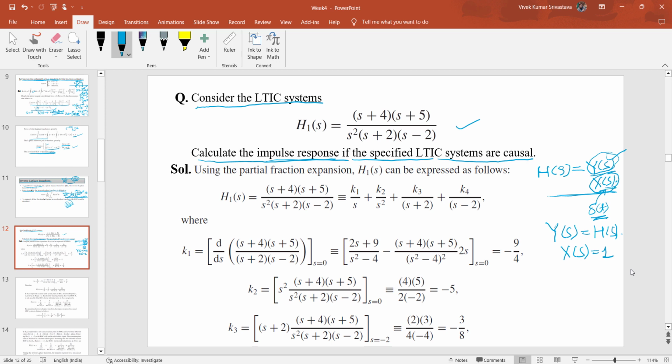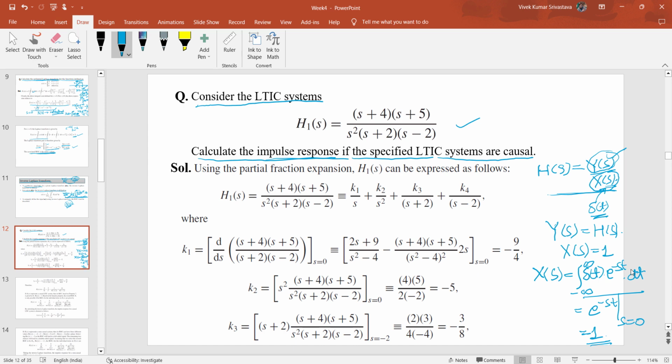Why am I saying this? We can calculate X(s) equals integral from minus infinity to infinity of delta(t) e raised to the power minus st dt. As we know, delta is defined only at t equals 0. So for evaluating this integral, we just put s as 0. Once you put that, you will get the Laplace transform of the delta function equal to 1. That's why Y(s) is the same as H(s) here.